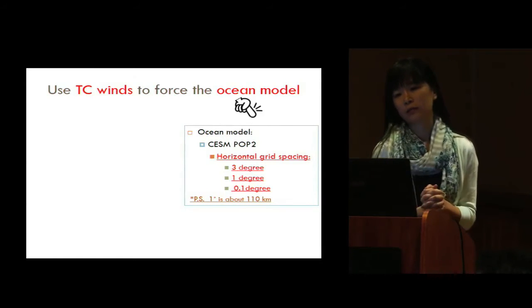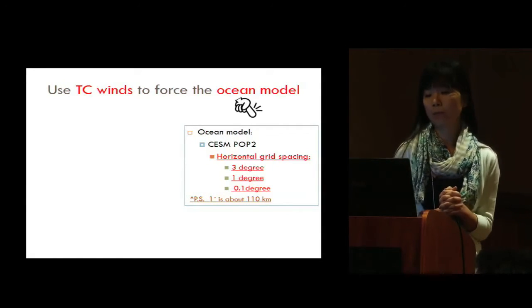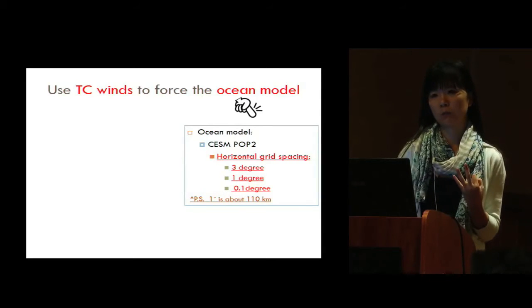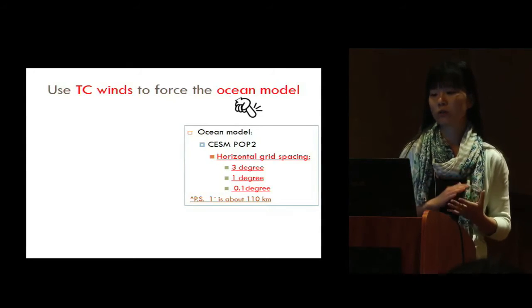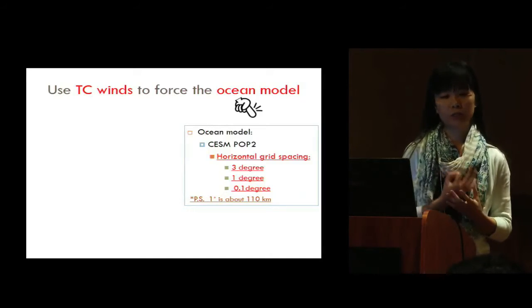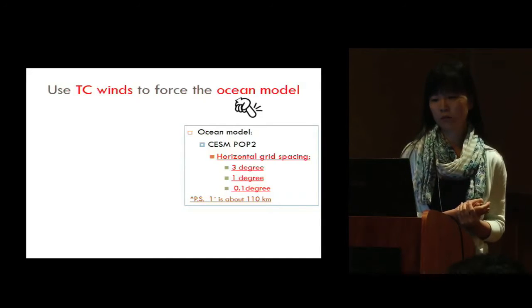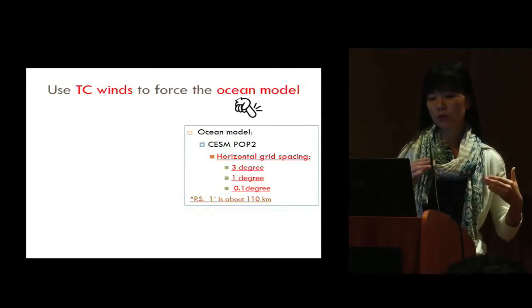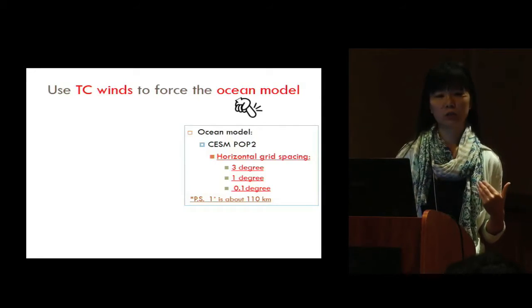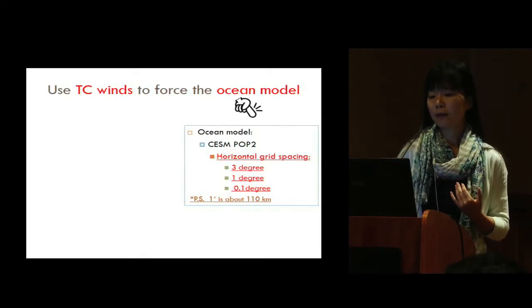The ocean model we're using is the CESM ocean component, POP2. And we have 3 sets of simulations where we vary the ocean horizontal grid spacing. We have a 3-degree ocean, a 1-degree ocean, and a 1/10 of a degree ocean. A degree, I mean a latitudinal degree, is about 110 kilometers.